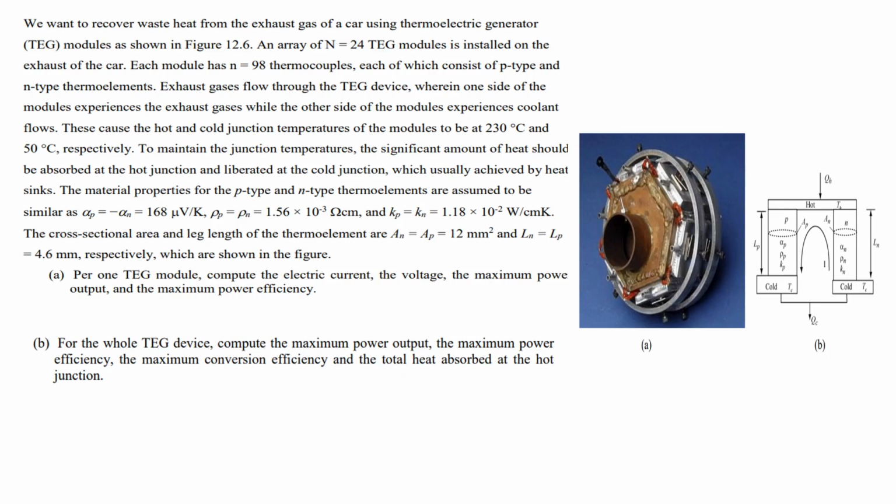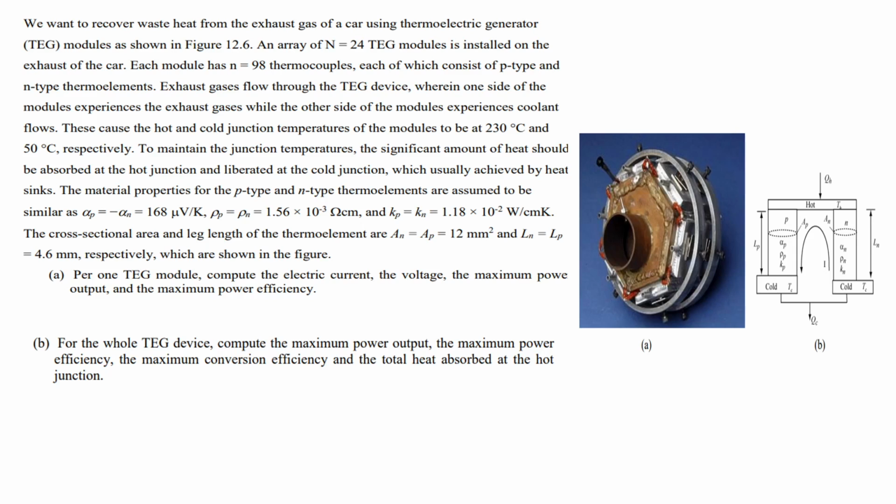So the next question is a little bit lengthy, but it is also a very important question. We want to recover waste heat from the exhaust gas of a car using thermoelectric generator, that is TEG modules, as shown in the figure given here. An array of N equal to 24 TEG modules is installed in the exhaust of the car. Each module has n equal to 98 thermocouples, each of which consists of p-type and n-type thermoelements. Exhaust gas flows through the TEG device, wherein one side of the module experiences the exhaust gas, while the other side experiences the coolant flow.